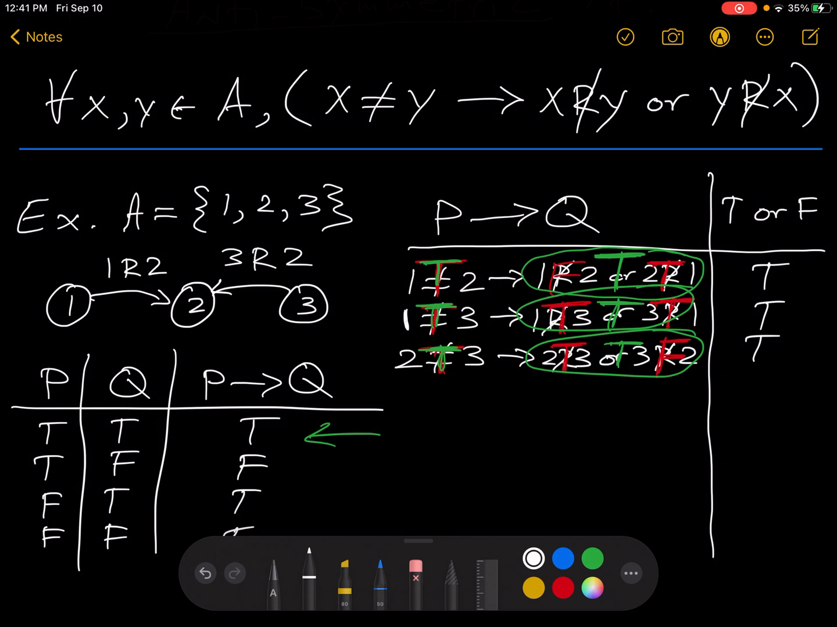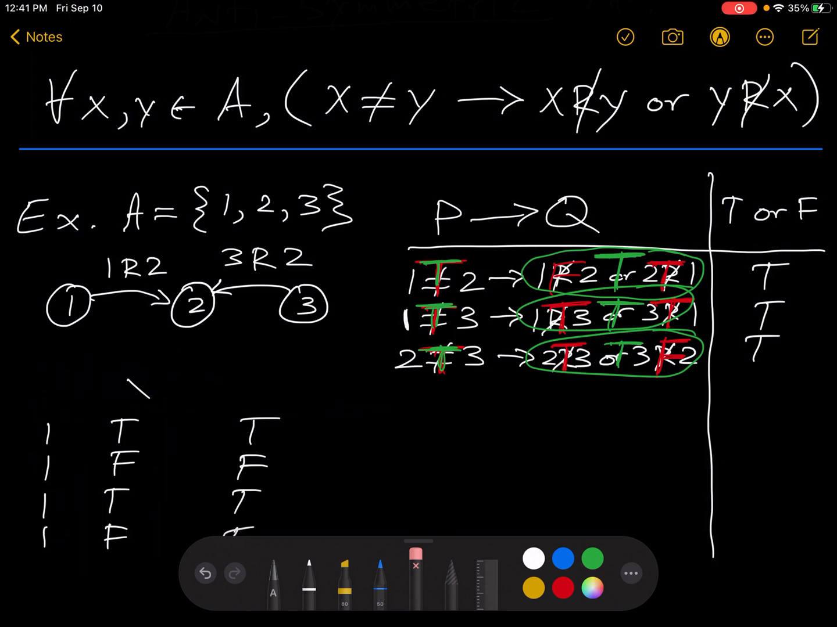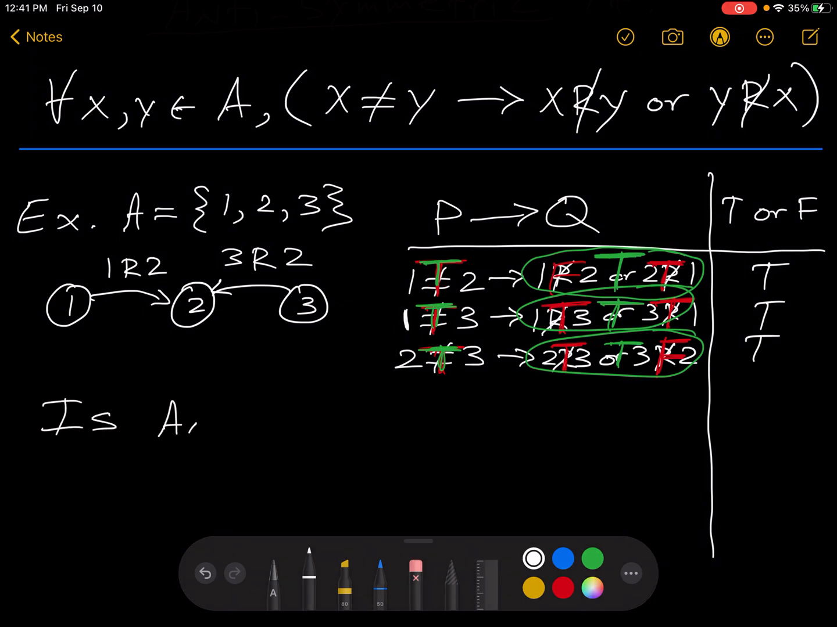So therefore, this shows us that, in fact, this relation is anti-symmetric.